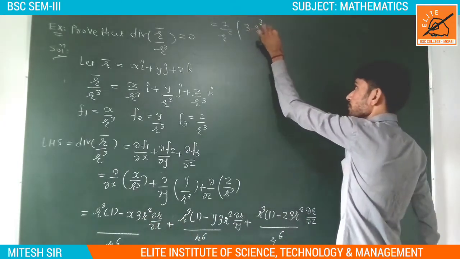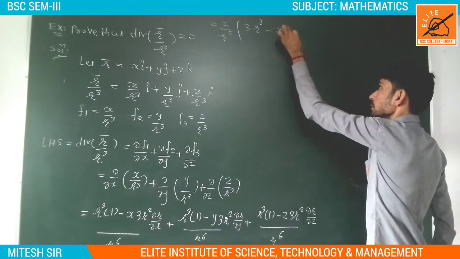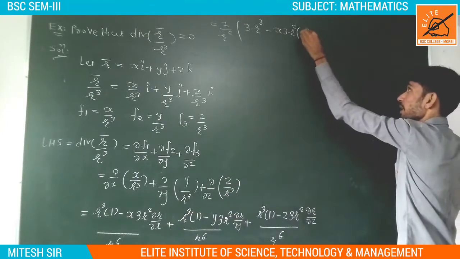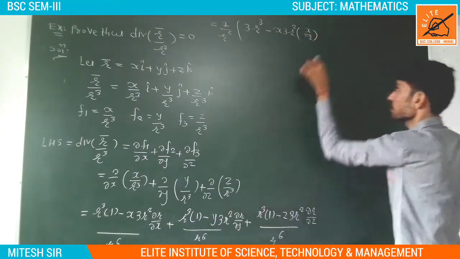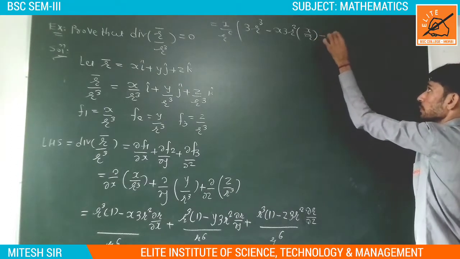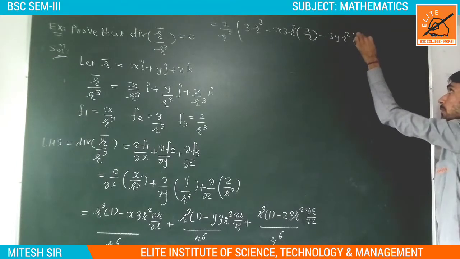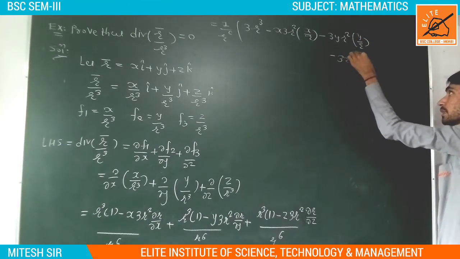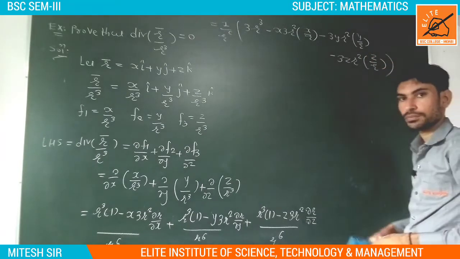So minus x into 3r square, the value of del r by del x is x by r, minus 3y r square times y by r, minus 3z r square times z by r.